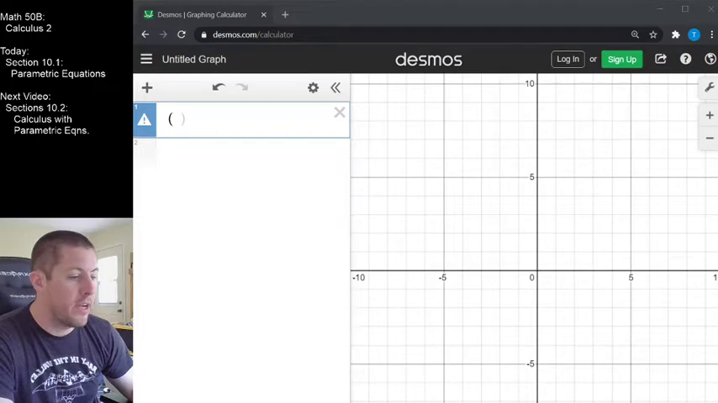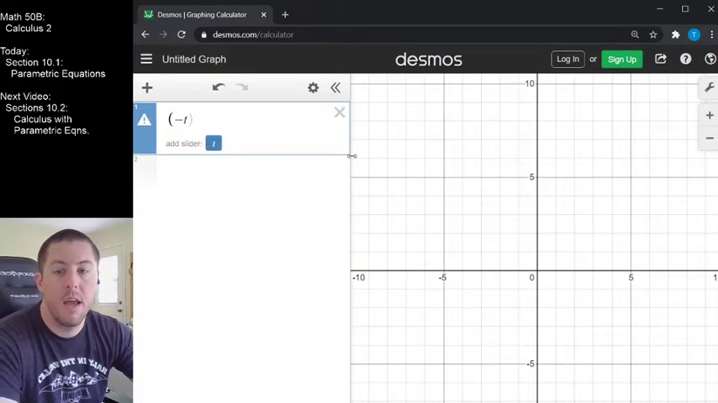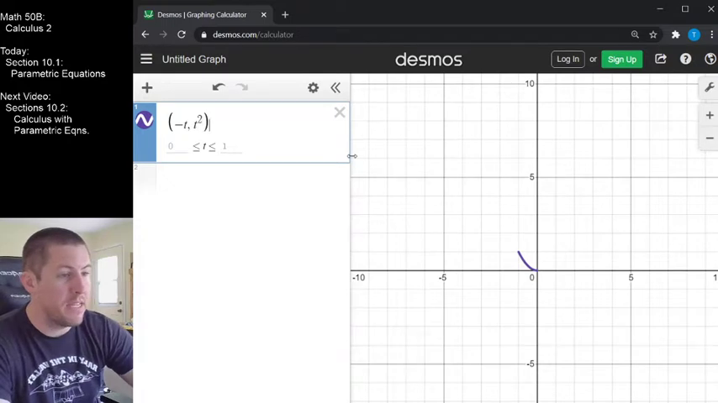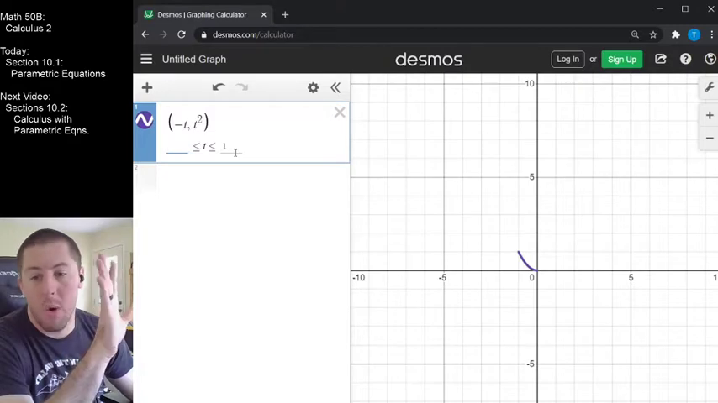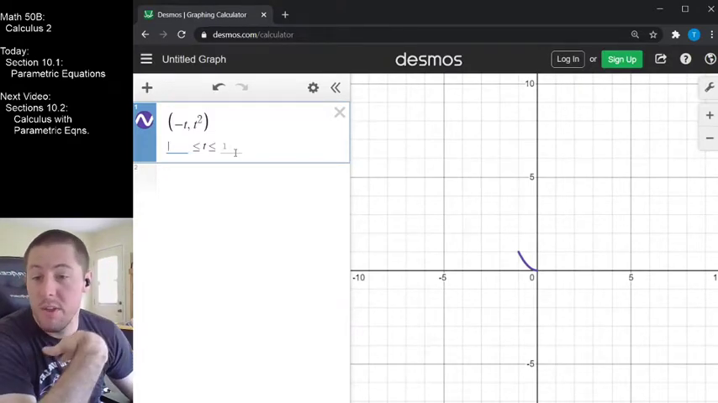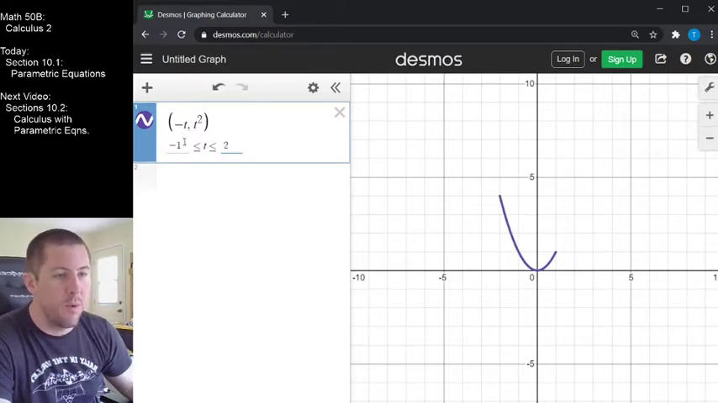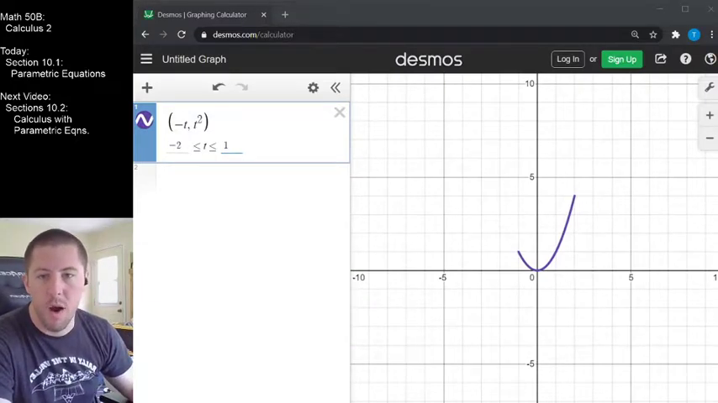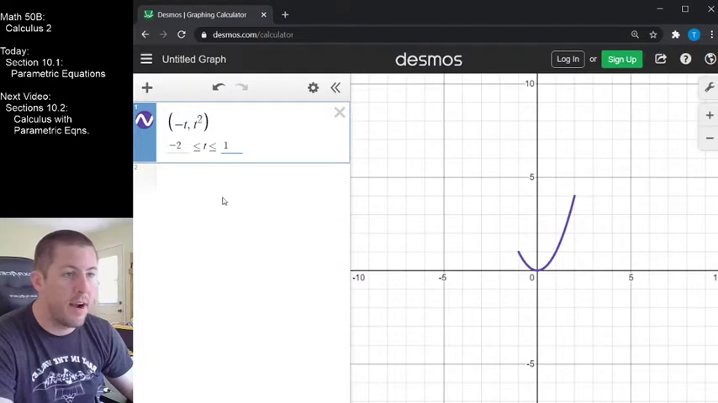So again, our equation of interest here was x is negative t, and y is t squared. And notice it gave me a little piece of a graph over there, but it only gave me the graph from 0 to 1. That's always going to be Desmos' default. In our case, though, we had from negative 2 to 1, and I know that because our graph is backwards right here. Negative 2 to 1, right? Yes, from negative 2 to 1 right there. It's got the or-equal-tos in there. I'm not too worried about that. I'm enough of a mathematician that I can exclude those endpoints on my own.